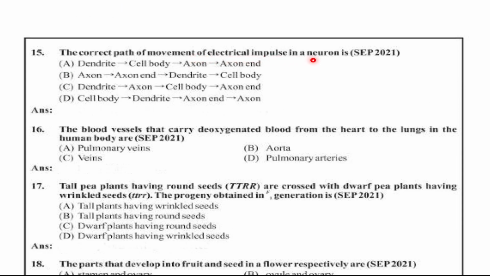The correct path of movement of electrical impulse in the neuron is a direct question. It is from the dendrite to the cell body, then to the axon and the axon end. Hence the correct answer for 15th question is option A.